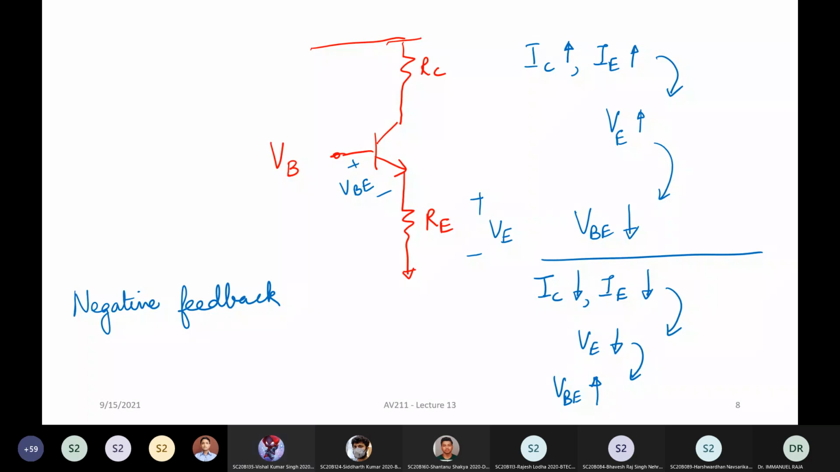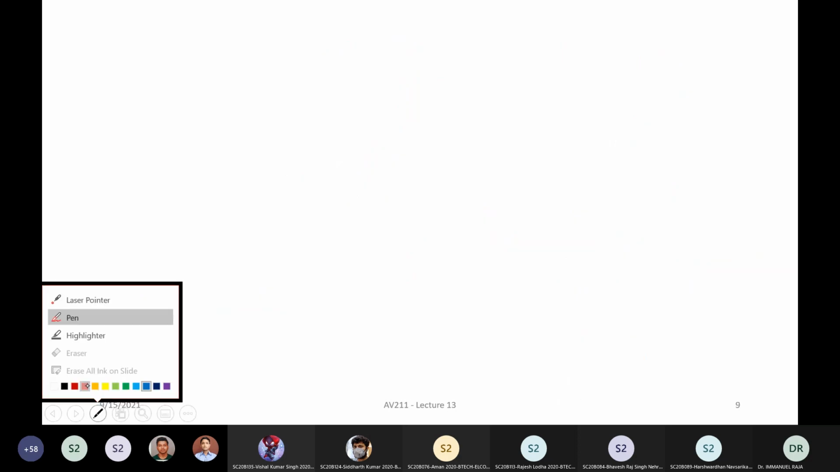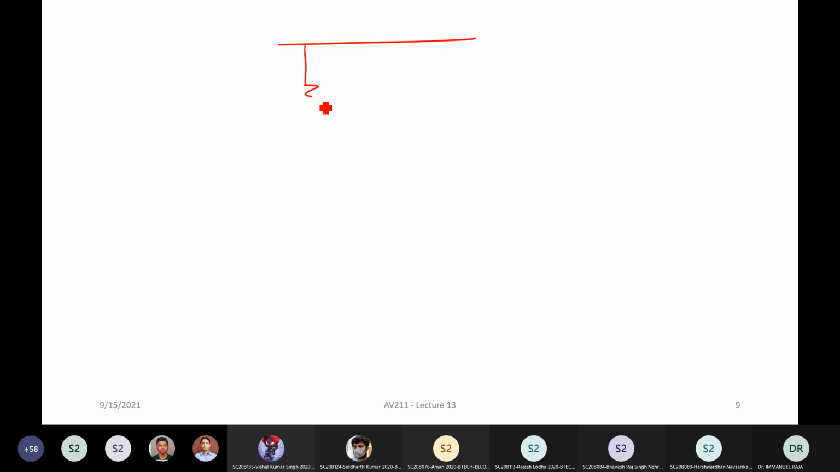Sir, in this case, how do we resolve the issue of tolerance of R1 and R2? Tolerance will be an issue. That's a good question. Now it is not only the tolerance of R1 and R2, it's also the tolerance of RE.